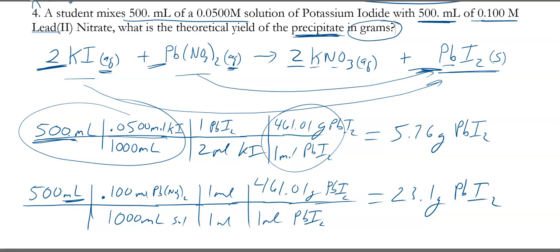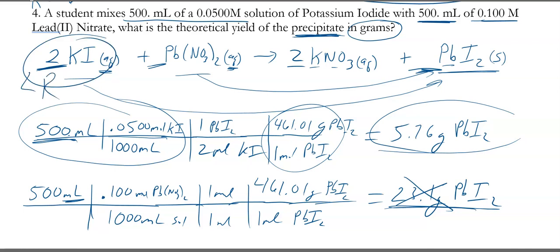Which one is actually going to be produced? The potassium iodide only produced 5.76 grams. The lead nitrate produced way more. There's no way we can produce this amount. It's too much. We don't have enough of the potassium iodide to produce that. So in fact, our limiting reactant is going to be the potassium iodide, and that's how we know what the theoretical yield of the product is. It's from the limiting reactant. So we're going to produce 5.76 grams of lead iodide. That's how you work some of these problems.